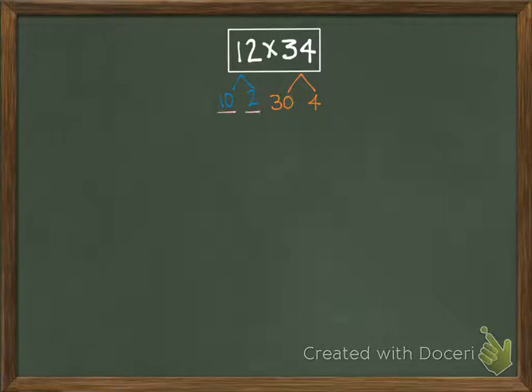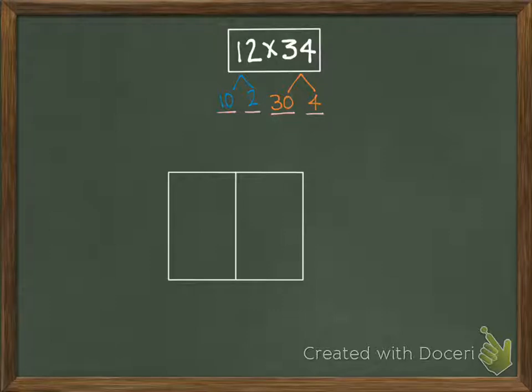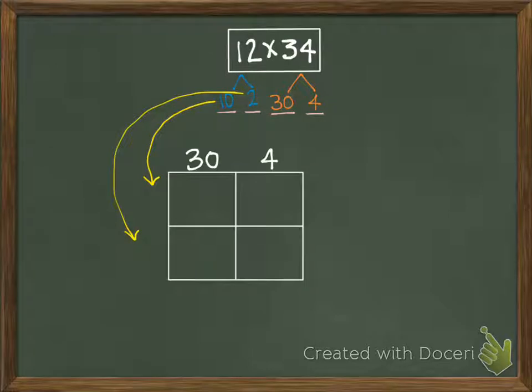We've got 1, 2, 3, 4 digits to now work with, 4 factors to work with. So our old area model, which only has 2 boxes and room for 3 digits, won't work. So we can put the 30 and the 4 on top, just like before, but we're going to have to split the box so that we have a section for each of the 10 and the 2. And now we're going to multiply across and down.